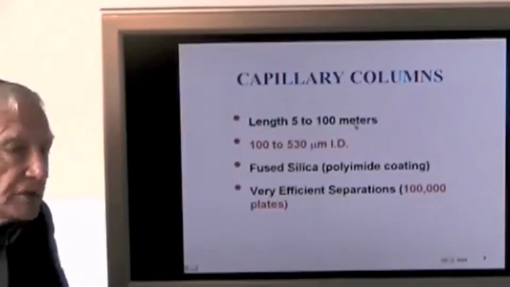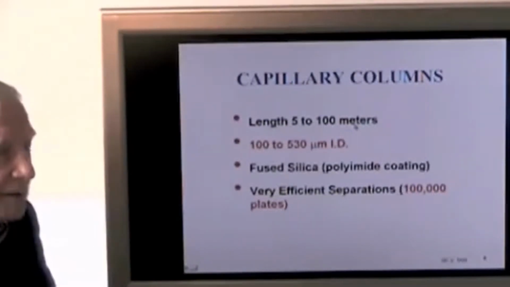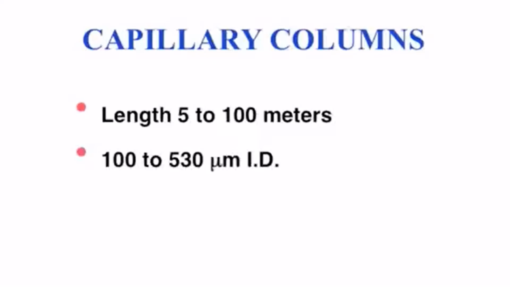Just for your information, the literature contains one capillary column more than 1 mile in length. Bit of a silly idea, because the air peak takes over 24 hours. Internal diameters, as mentioned earlier, 100 to 530 microns internal diameter.